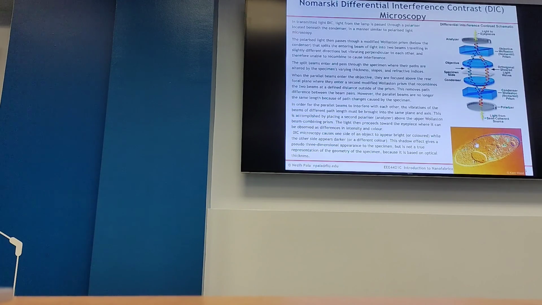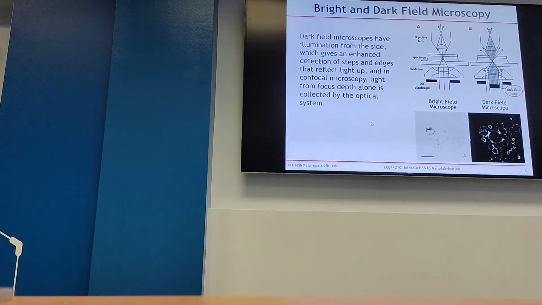Again, it's very convenient for living organisms, but it could also be used for nanoparticles or small structures that you want to see in 3D. Bright and dark field microscopy is commonly used. We have this capability. Most microscopes may have this.